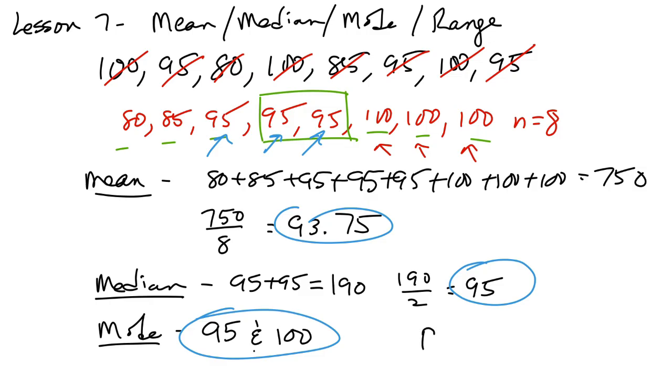And then finally the range is the highest number minus the lowest number. 100 minus 80 is 20.